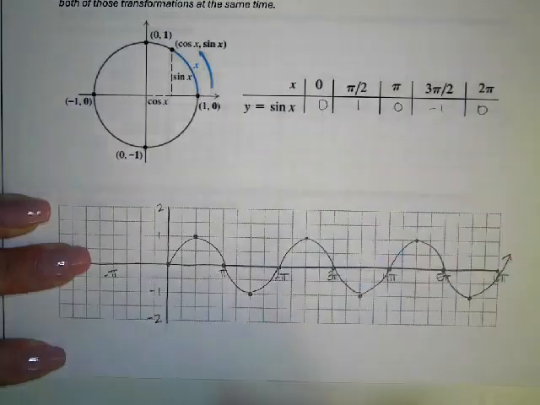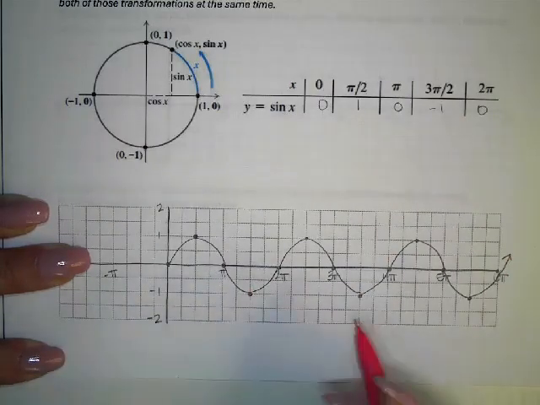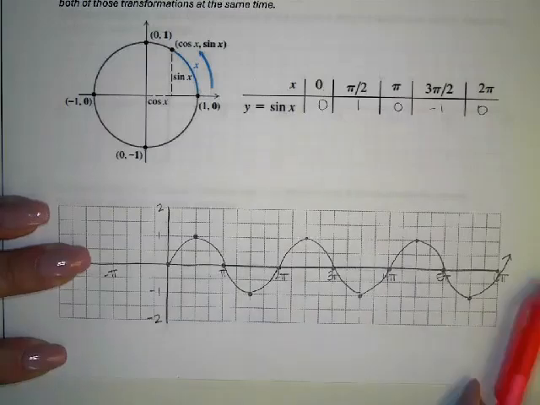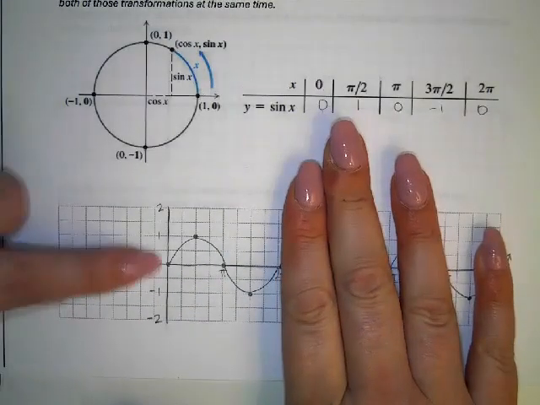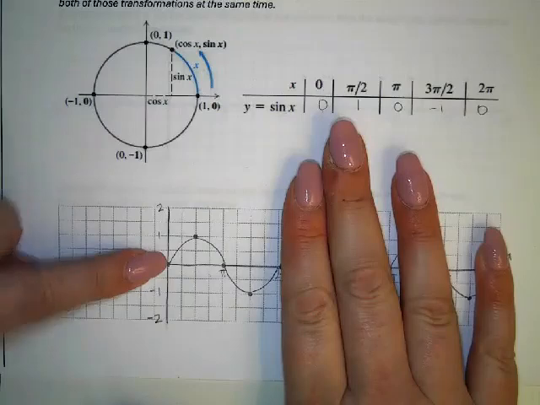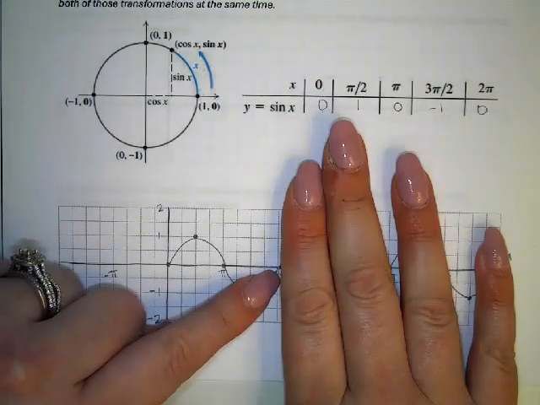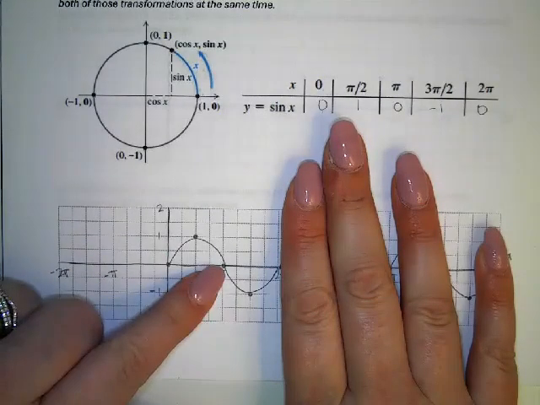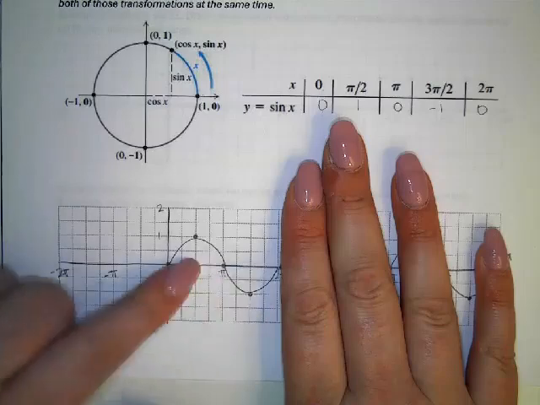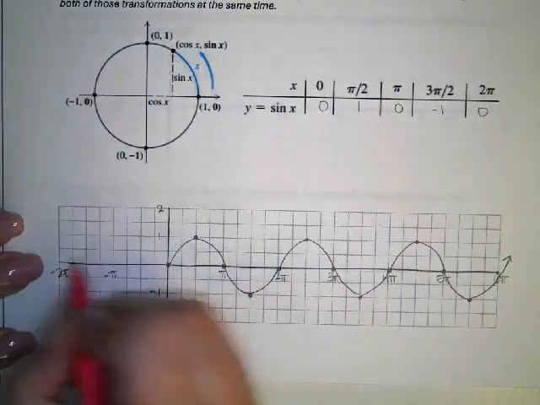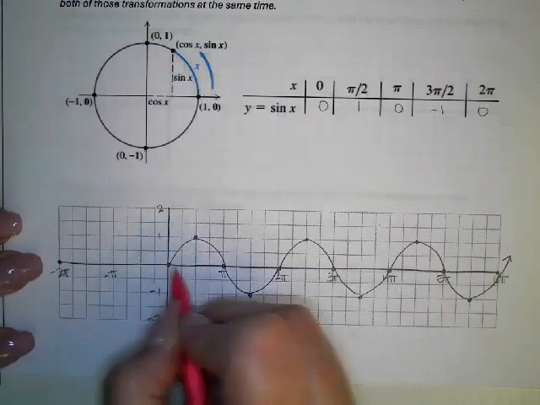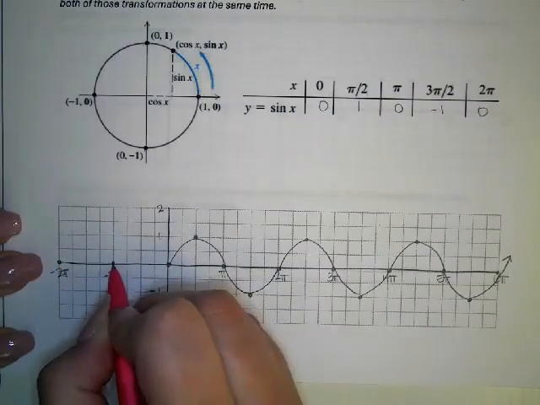So here is how I typically think of my visual cues when I'm drawing a sine graph. I only picture this part, and I say that the sine graph begins at 0 and it ends at 0, and it hits 0 in the middle. So I start off drawing all of those first. So if I'm going to draw one more cycle of this, I'm going to say it begins at 0, it ends at 0, it hits 0 in the middle.